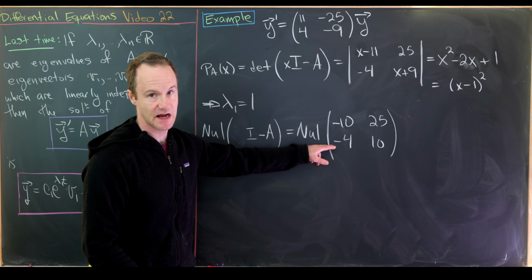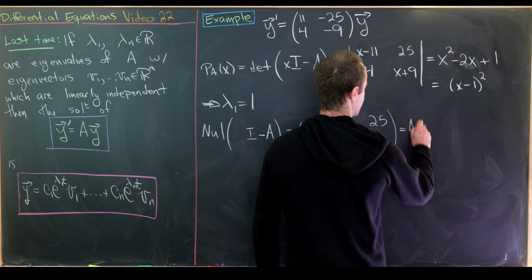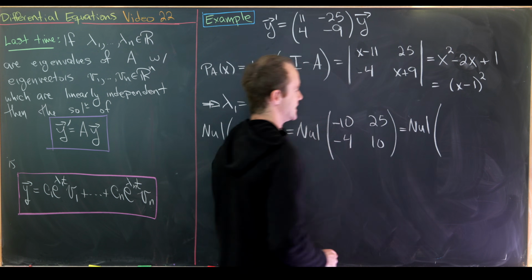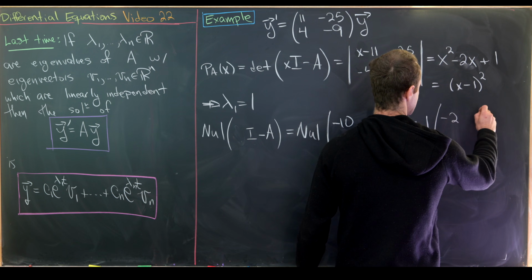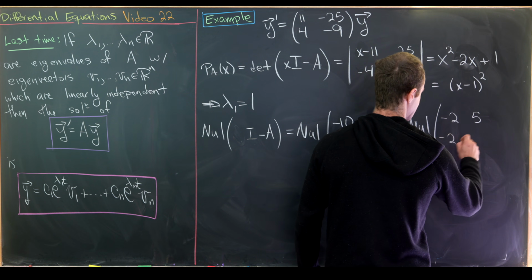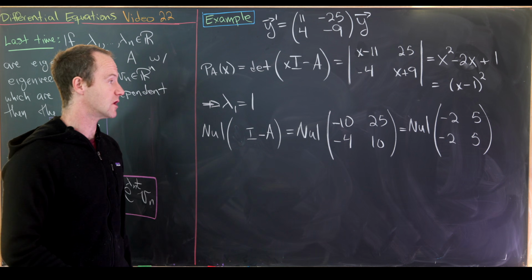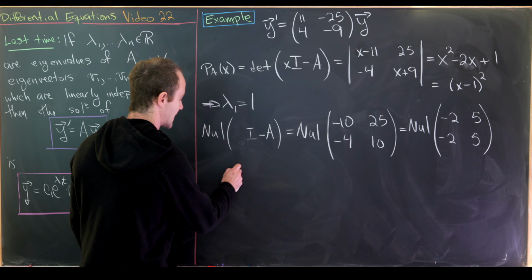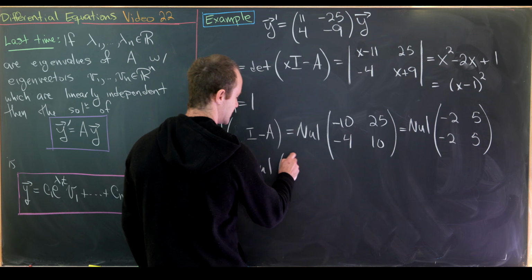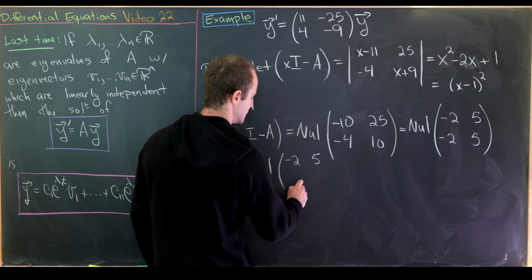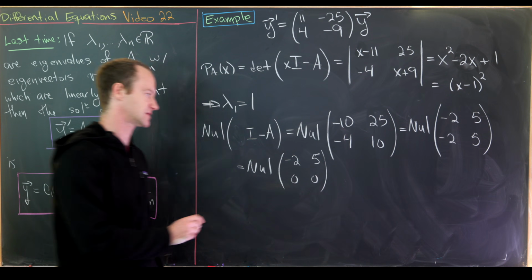Now let's divide the second row by 2 and this first row by 5. And recall that row operations do not change the null space. So that'll give us minus 2, 5 here, and minus 2, 5 here. But check it out, those two rows are the same, which means we can subtract one from the other. Again, that's a row operation which does not change the null space, giving us negative 2, 5, 0, 0. So we're finding the null space of this matrix.